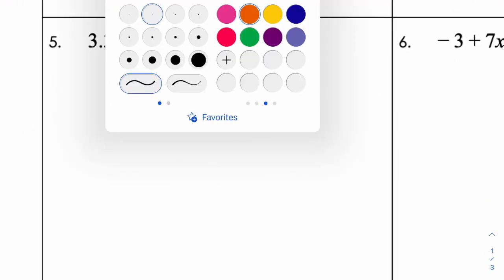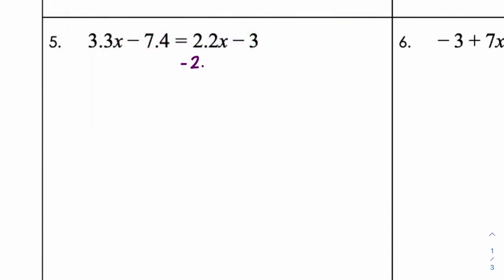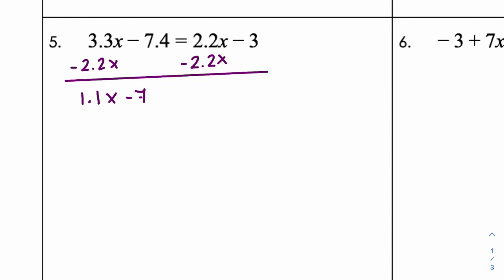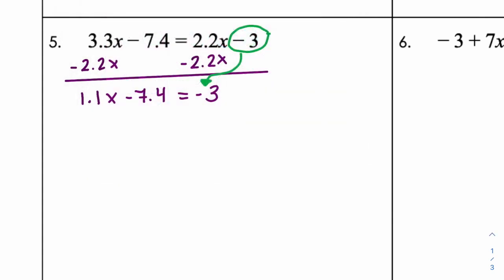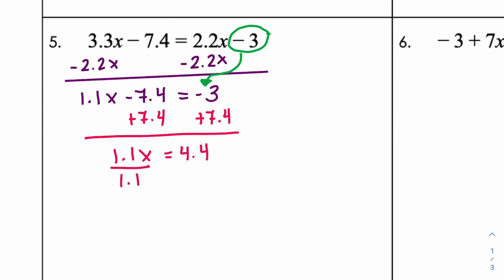Number 5, don't let decimals scare you. You just go through the same process here. So I'm going to subtract 2.2x from both sides. I get 1.1x, bring down the rest of my equation. Just be careful here. Make sure you're bringing down this negative 3. Don't drop any signs when you work. Then I'm going to add 7.4 to both sides. When I do that, I get 1.1x equals 4.4. Divide by 1.1, and you get x equals 4. See, decimals, not very scary.